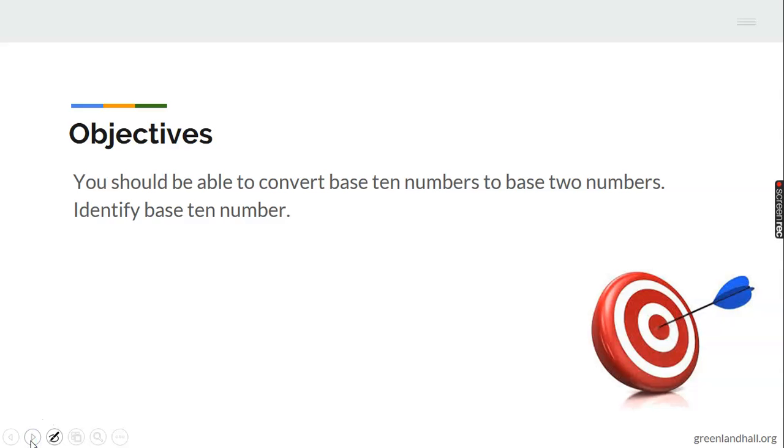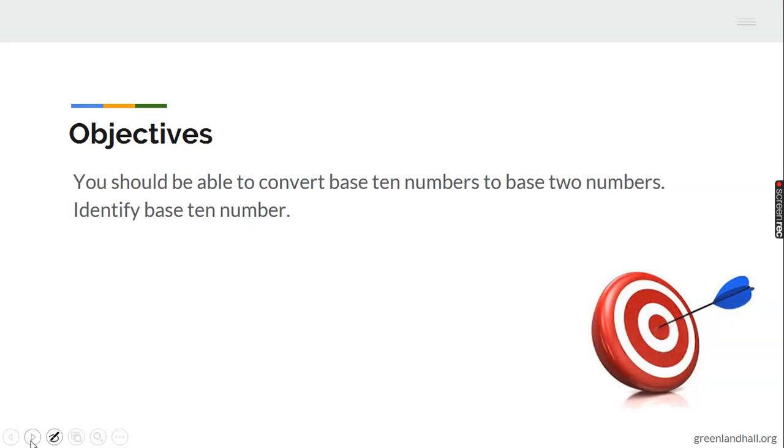Now, our objective for today, it's interesting. You should be able to convert base 10 numbers to base 2 numbers and identify base 10 numbers. What's a base 10 number? What kind of number is base 10? We've seen base 2 and we said base 2 are numbers that have possible values of just 2. Remember, we said these values are 1s and 0s.